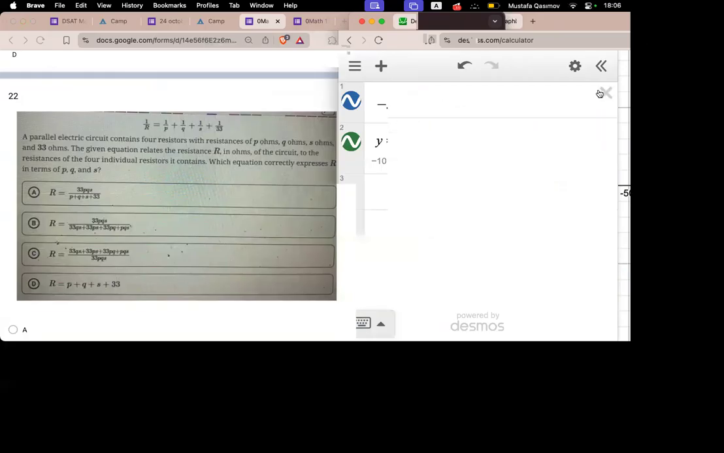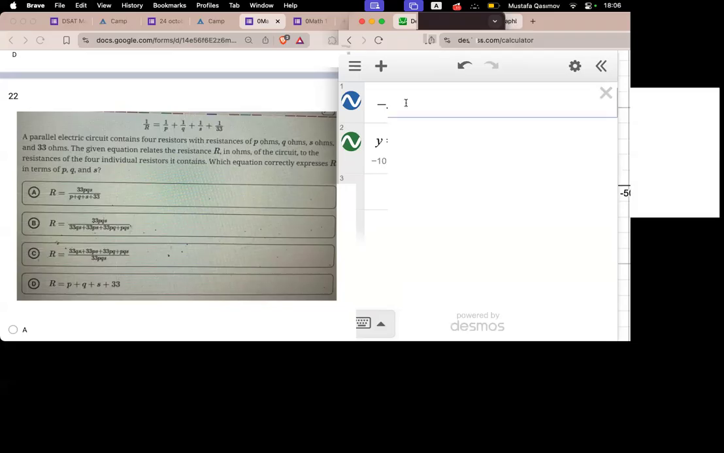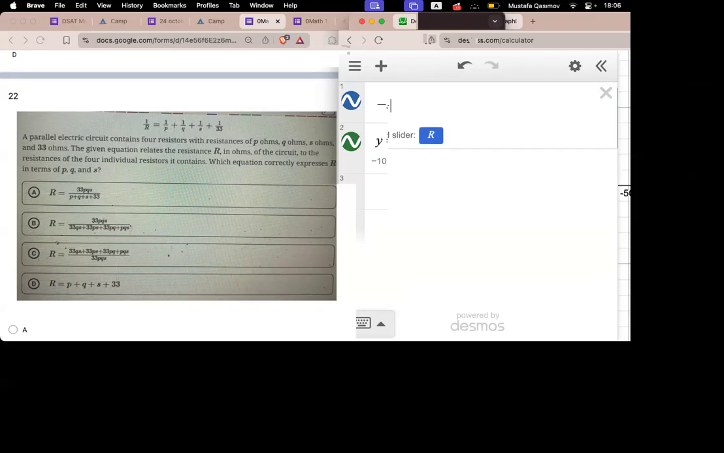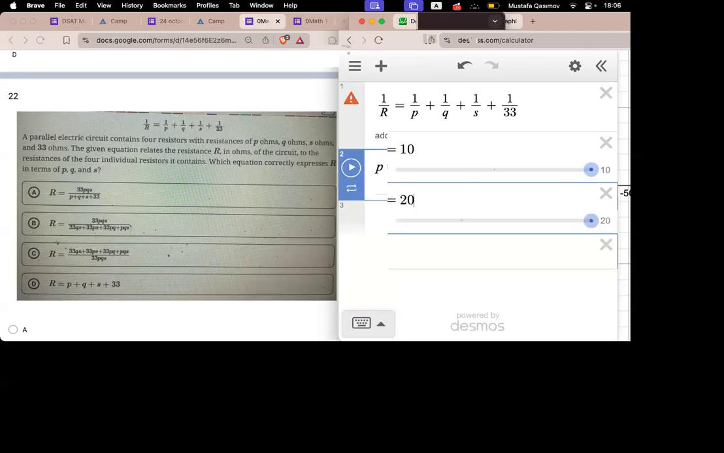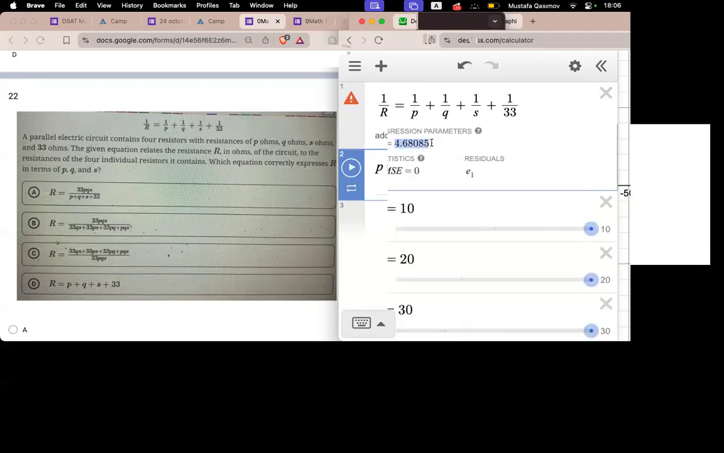Make subject. For make subject, you can calculate it by yourself or you can give a value instead of this letter. It asks about r. You have to write r. R is equal to 1 over p plus 1 over q plus 1 over s plus 1 over 33. Then P is equal to, for example, 10, any number but not 0, because we don't have 1 over 0. Q is equal to 20, s is equal to 30. Then put here Desmos, so r is equal to 4.68, right?